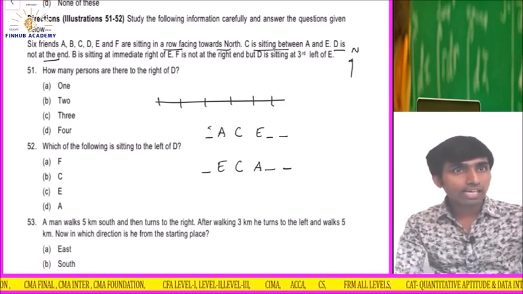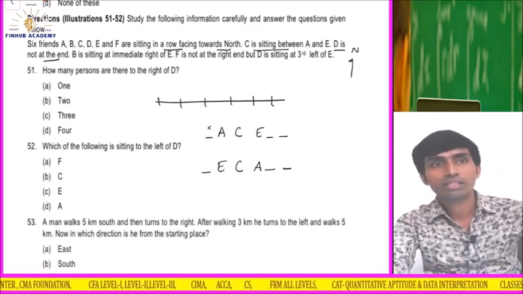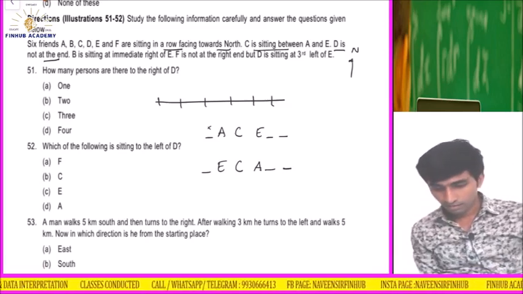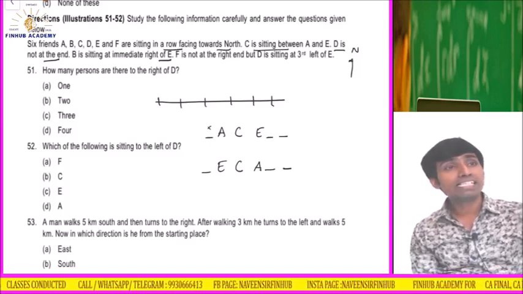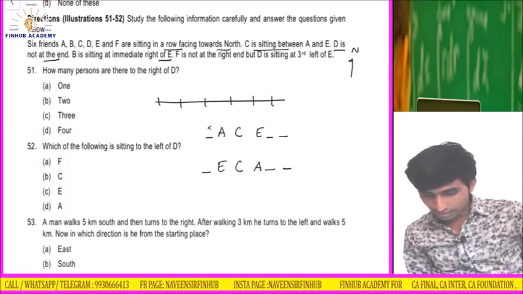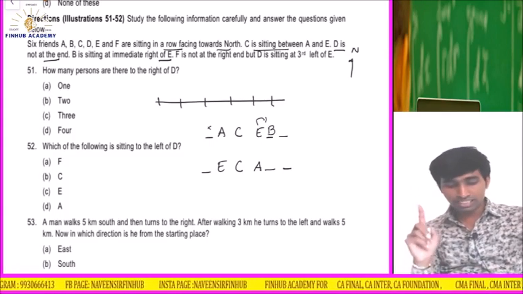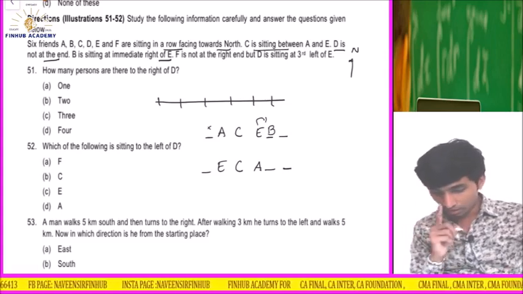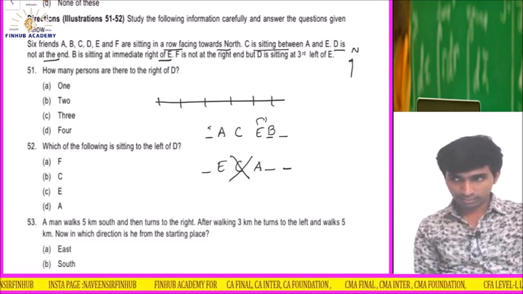B is sitting at the immediate right of E, so E's right will be here. I have missed that D point. B will be here, only remember that D is not at the end, okay. B is immediate right, so obviously this is not possible, understood, this is not possible.